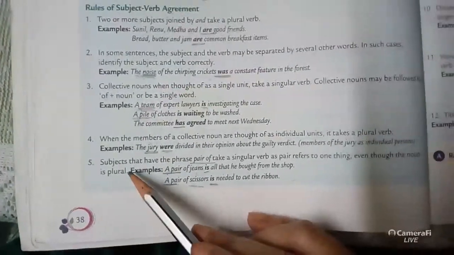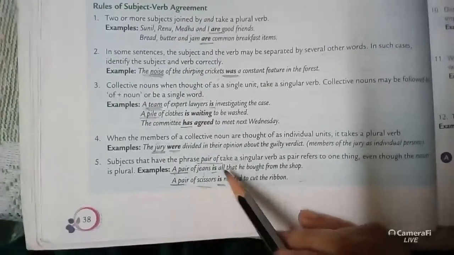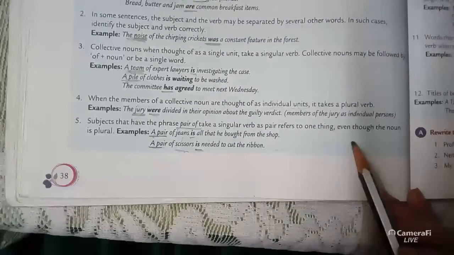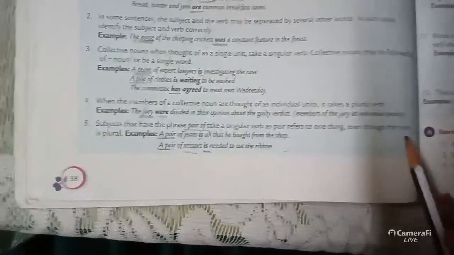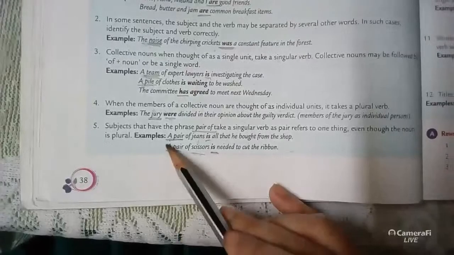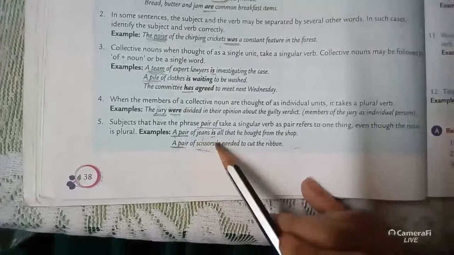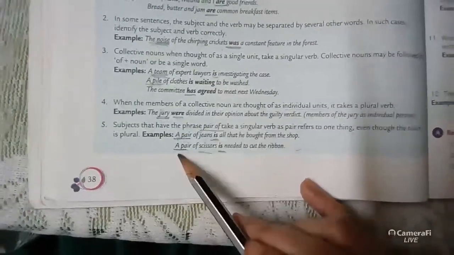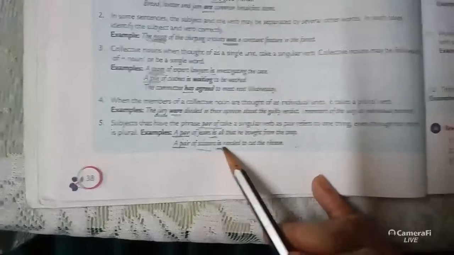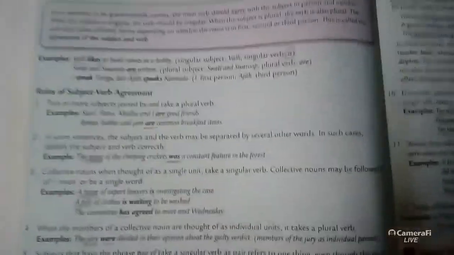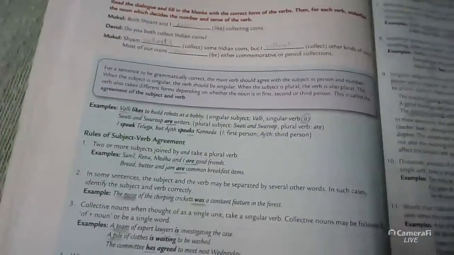Number 5. Subjects that have the phrase "pair of" take a singular verb, as the pair refers to one thing even though the noun is plural. A pair of jeans is thought of as a singular unit, and we use "is." A pair of scissors is also a singular unit and uses "is." So students, I think you understand this chapter. Next day I will revise the remaining portion again.